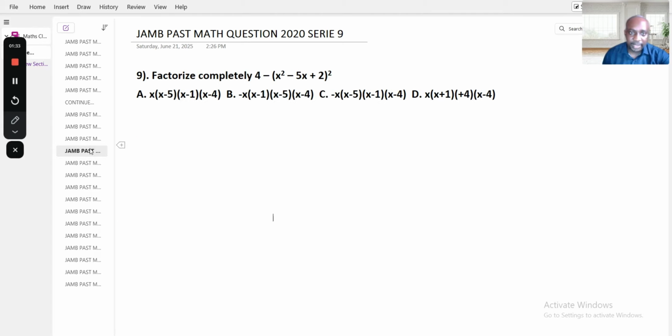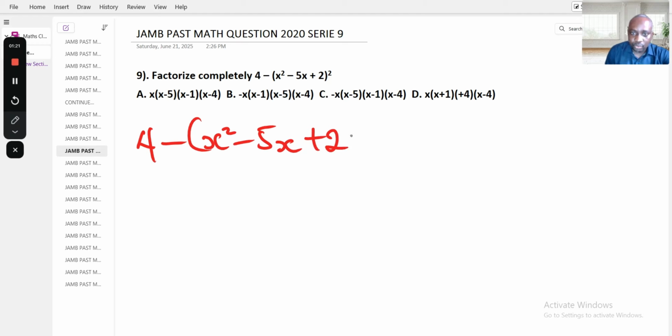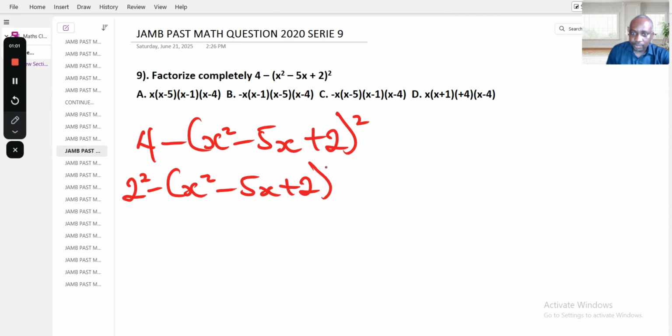Question 9. Factorize completely. Let me write out the question. x squared minus 5x plus 2, bracket squared. Now let's turn this 4 to raised power 2, because this one already has raised power 2, so that they will look uniform: 2 squared, bracket x squared minus 5x plus 2, squared. Now they look the same.